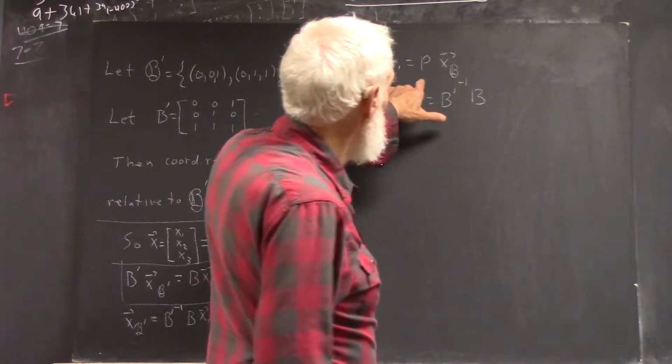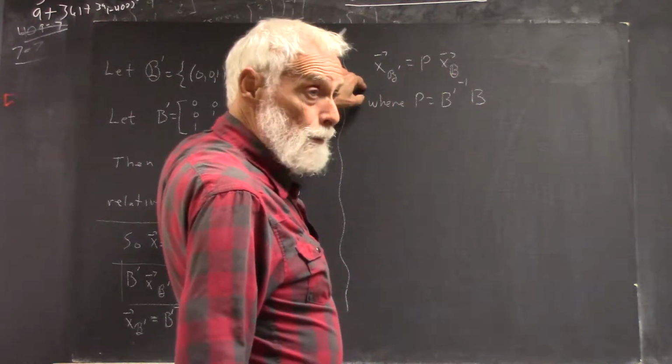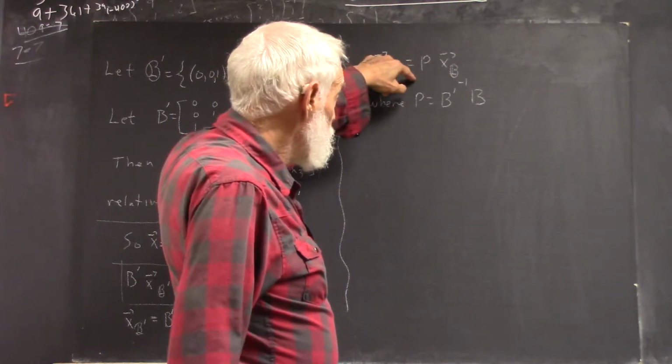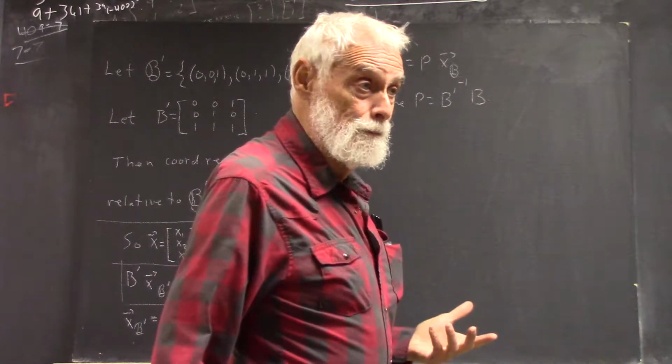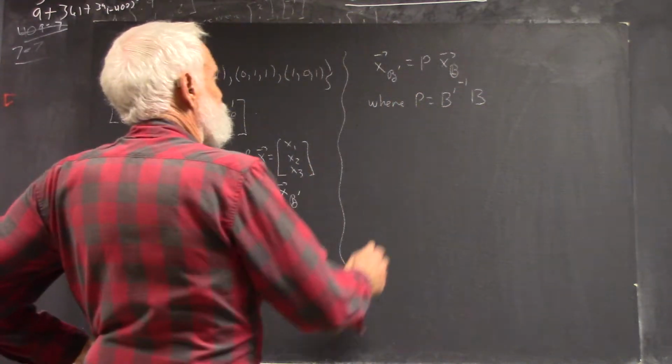So you have a single matrix that takes you from B to B prime. And of course, the inverse of this matrix would take you from basis B prime to basis B.